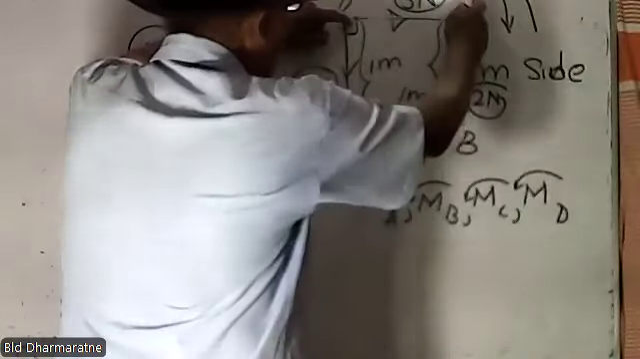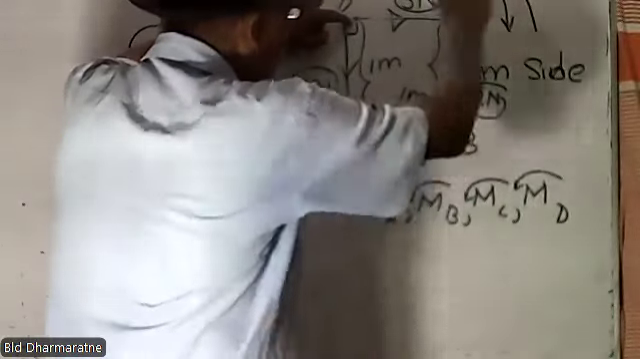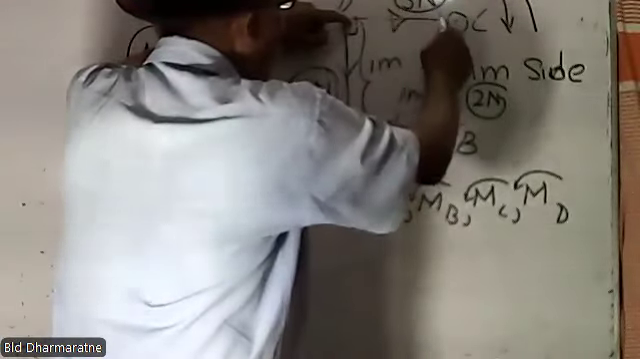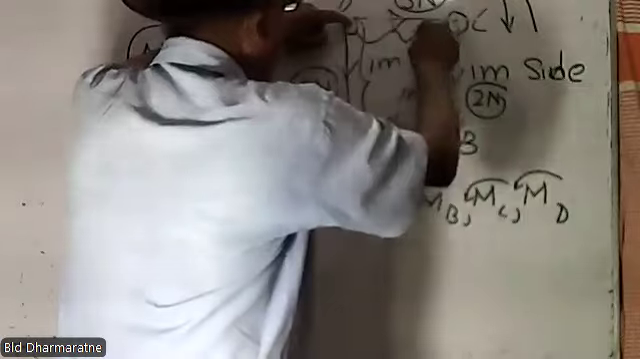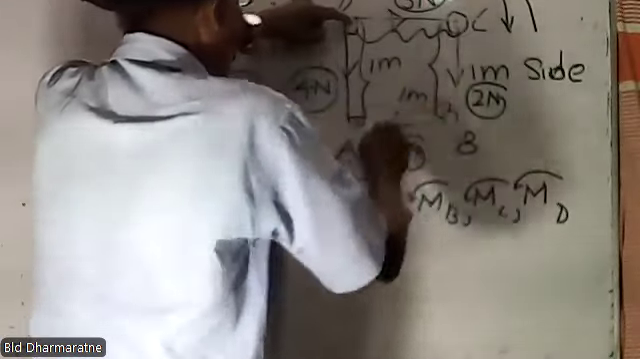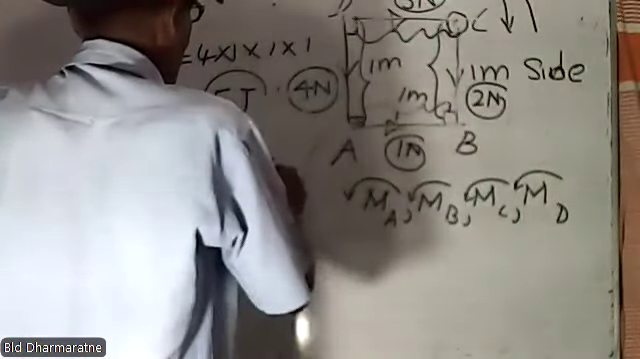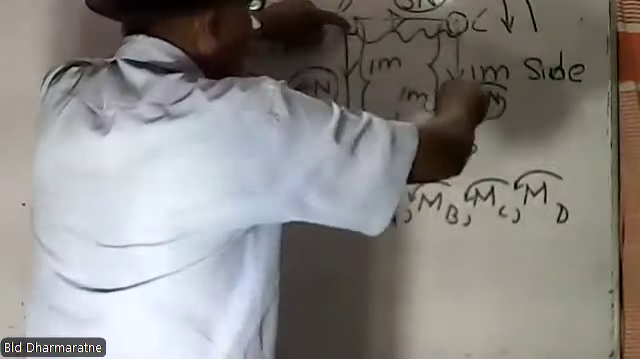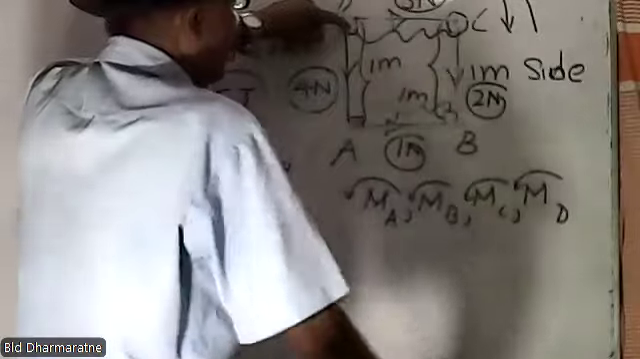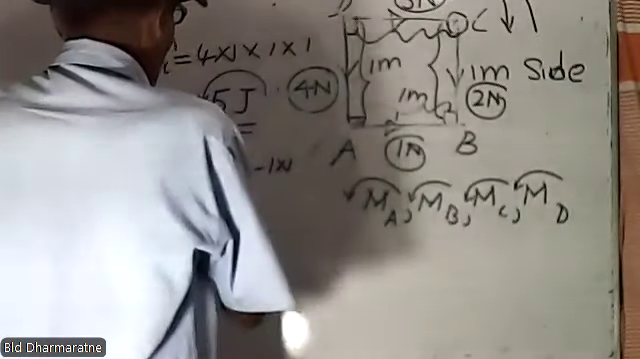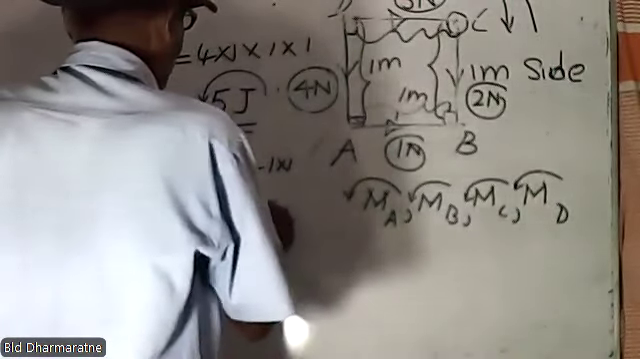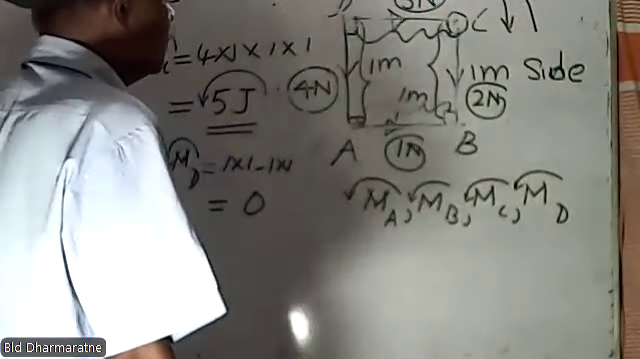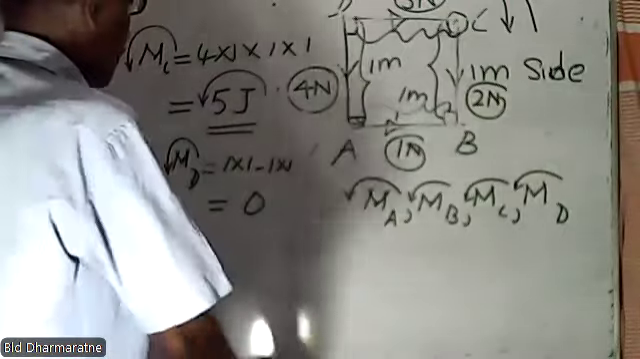Right? This one, which is in the clockwise direction, 1 into 1. 1 is the perpendicular distance, this one. So 1 into 1 minus 1 into 1. Why minus? Because the clockwise direction is given as negative moment. 1 into 1 minus 1 into 1 equals 0. This moment is 0. The moment about point D is 0. Right?